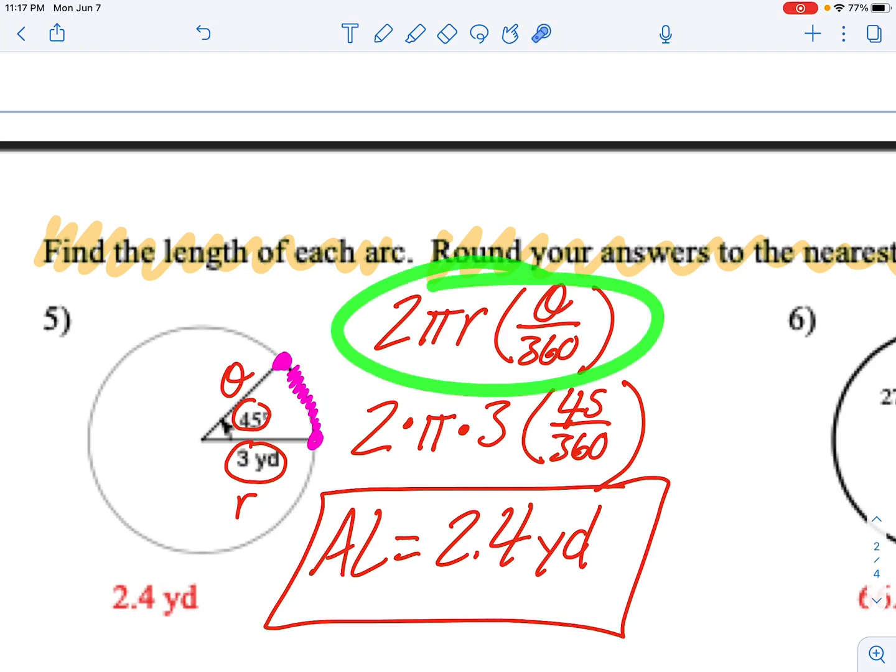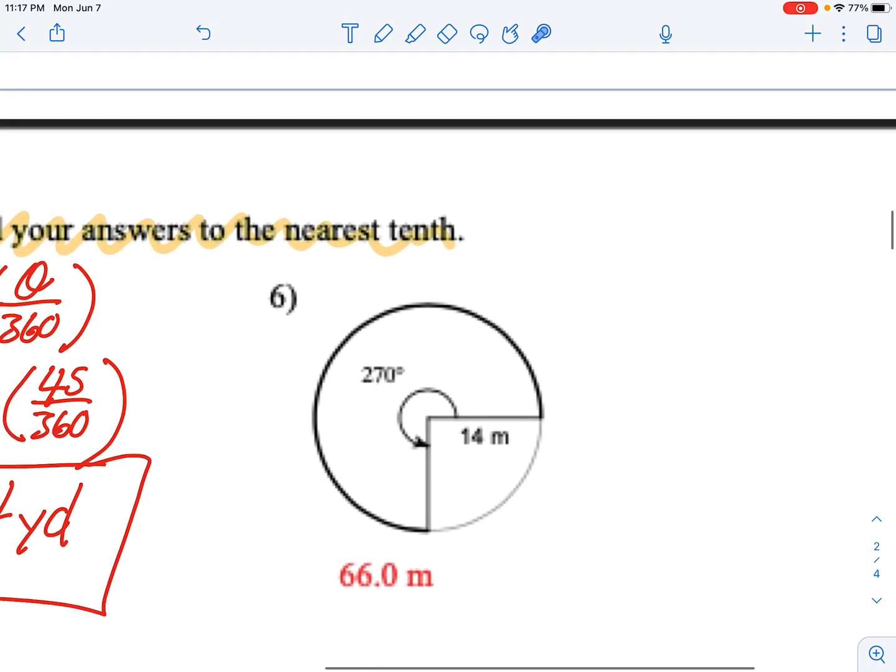Right? We use our notes because I haven't memorized that. Have you memorized that? If you have, great. If not, then we use our notes. Okay?